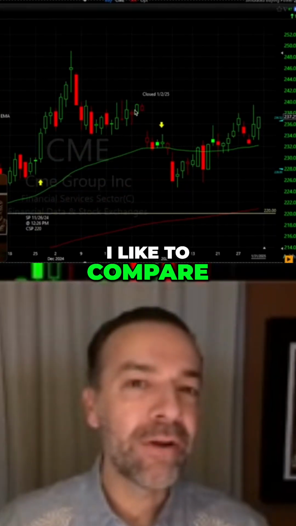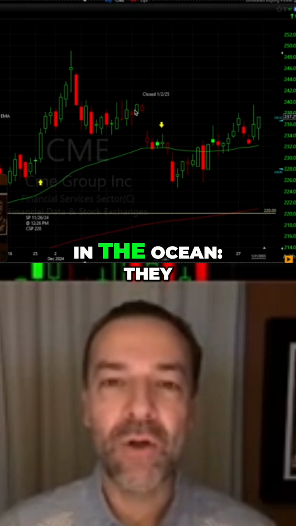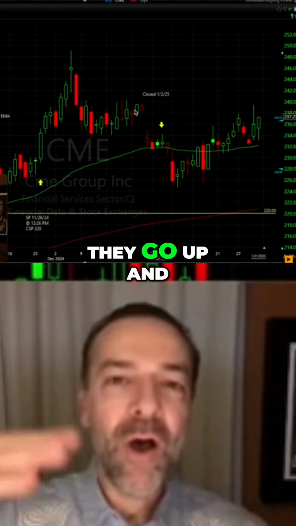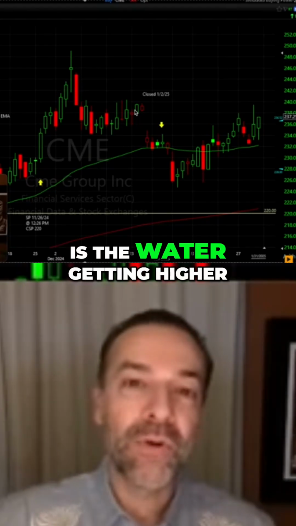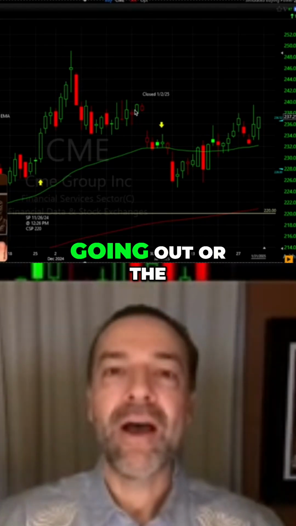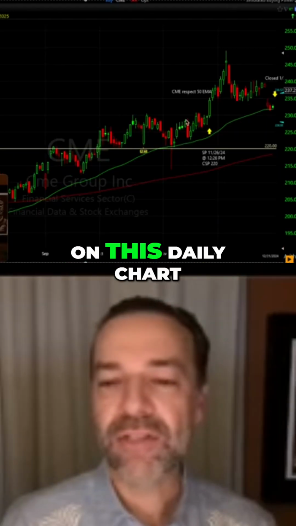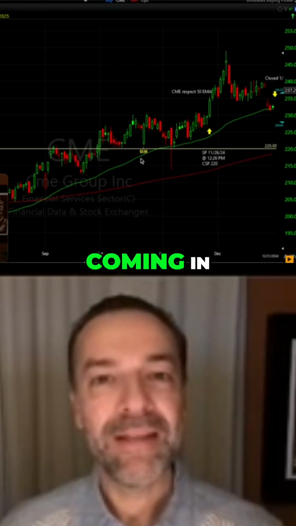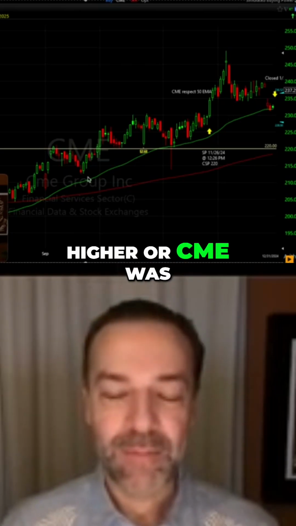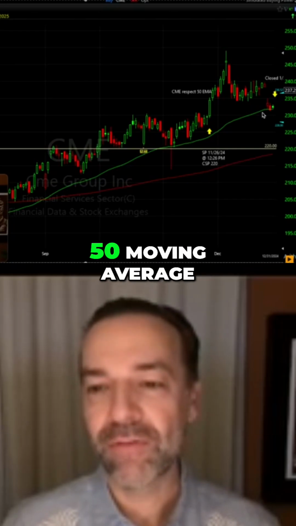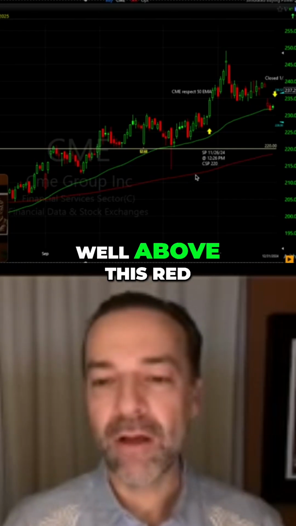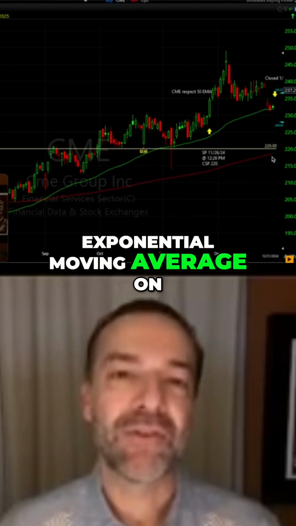Remember, I like to compare stock charts to waves in the ocean. They go up and down. They go up and they go down. But the question is, is the tide coming in, or overall is the water getting higher, or is the tide going out, or the water's getting lower? As you see here on this daily chart, overall the tide was coming in, the water was getting higher, or CME was in a nice uptrend. We could tell that because it was mostly trading above this green 50 moving average. It was also trading well above this red exponential moving average on this daily time frame.